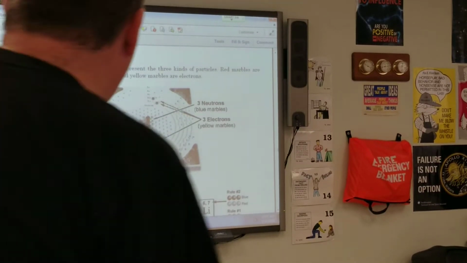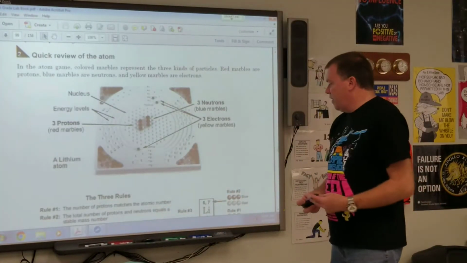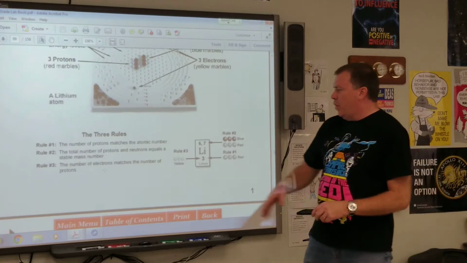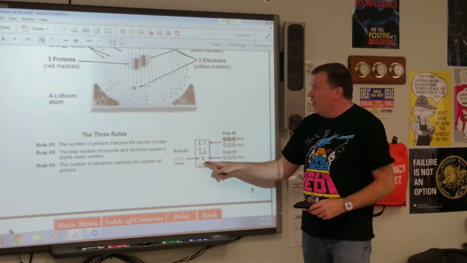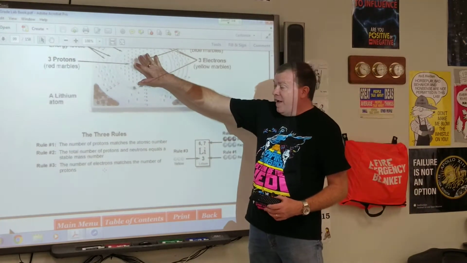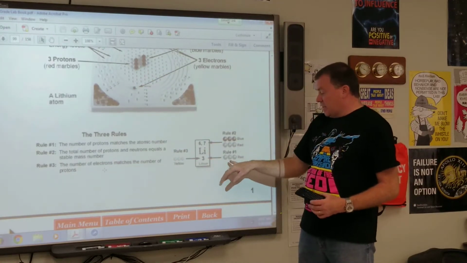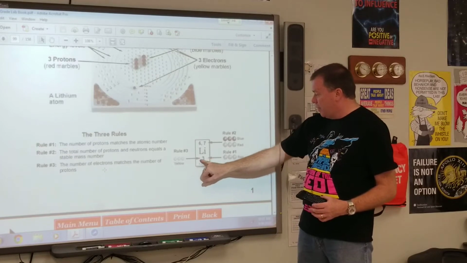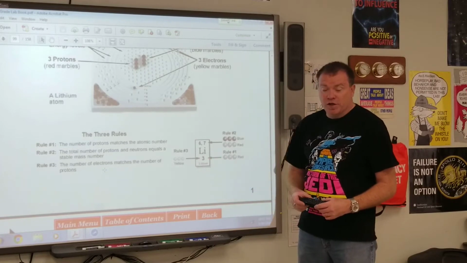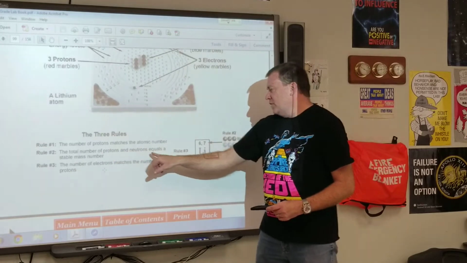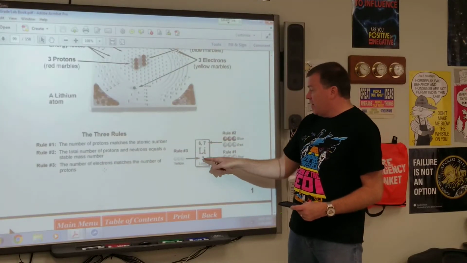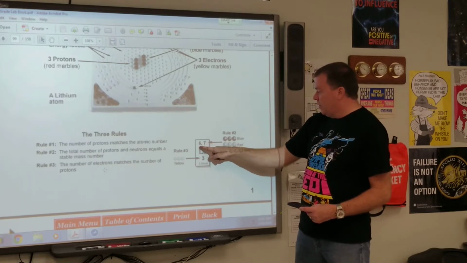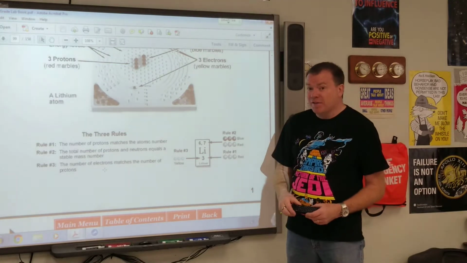If you read this part, the quick review of the atom, that kind of explains what I talked about here. There are 3 basic rules of the game. The number of protons has to match an atomic number. So when you put protons in the middle, it has to actually match something from the periodic table. Remember, on this periodic table, the protons, the atomic number, is the bottom number on your chart. The total number of protons and neutrons equals a stable mass number. So if you add the number of protons and neutrons in the middle, it has to equal one of these actual numbers on the top, which are your stable mass numbers.